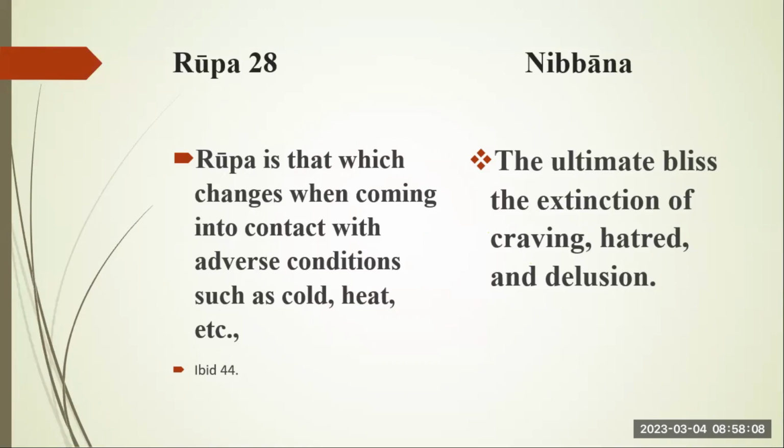When you get angry and go in front of the mirror, you can see your face. The appearance has changed. Therefore, these matters change in accordance with our mind. The interpretation of the rupa is that it changes when coming into contact with adverse conditions such as cold, heat, etc.